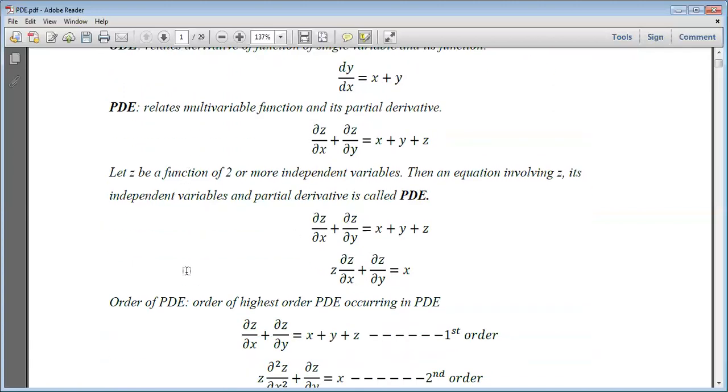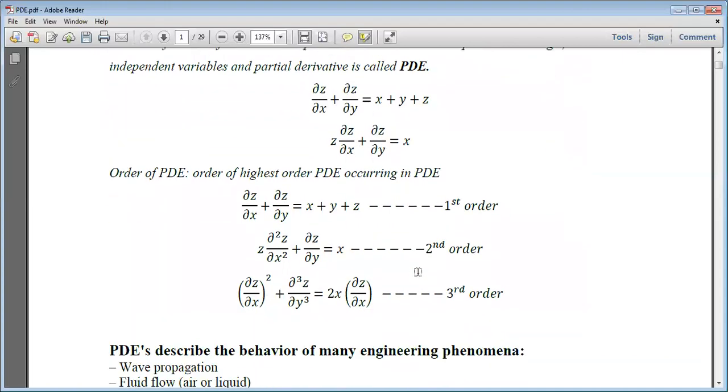So let z be a function of two or more independent variables. Then an equation involving z, its independent variables and partial derivatives of z is called a partial differential equation. An example is ∂z/∂x plus ∂z/∂y is equal to x plus y plus z, or z into ∂z/∂x plus ∂z/∂y is equal to x.